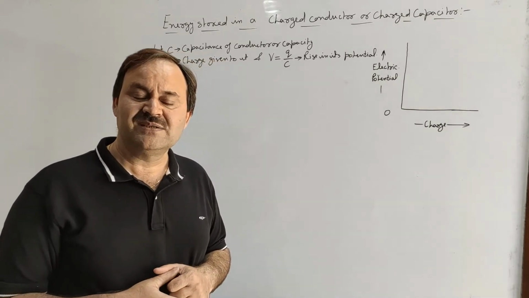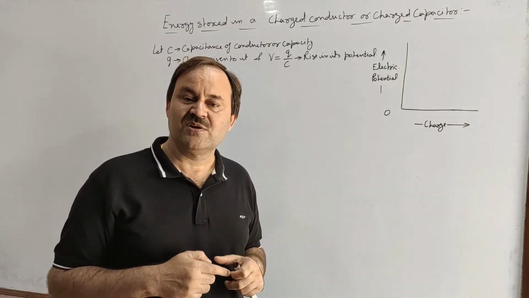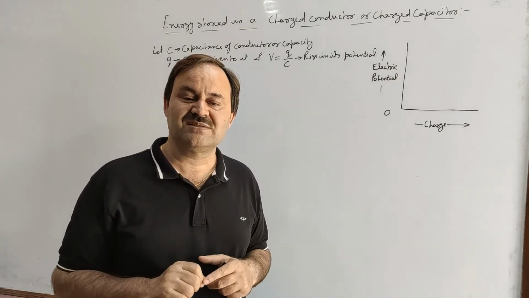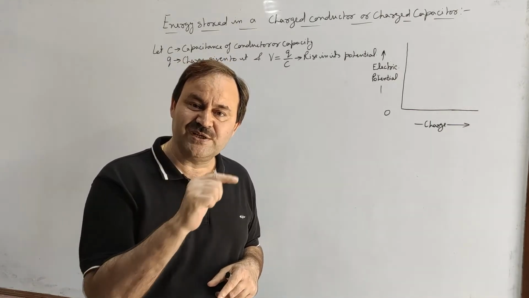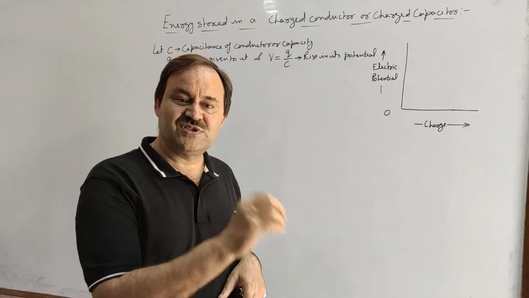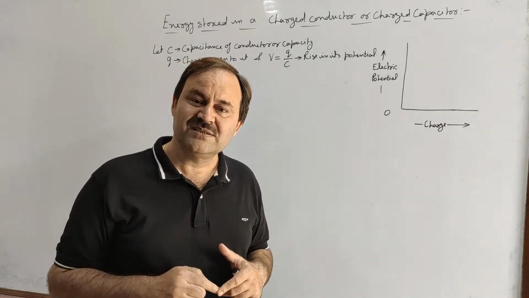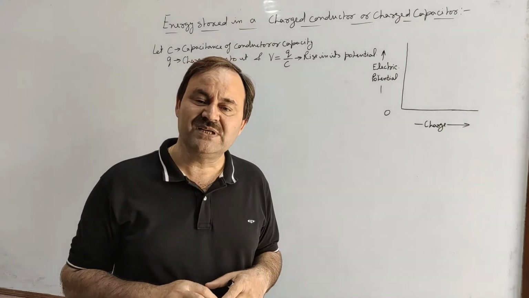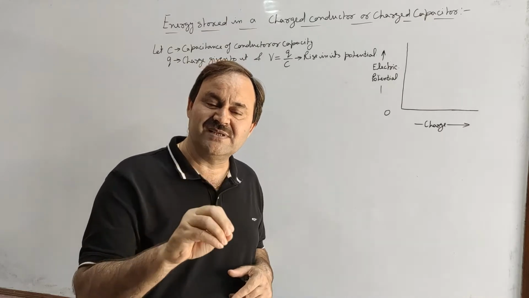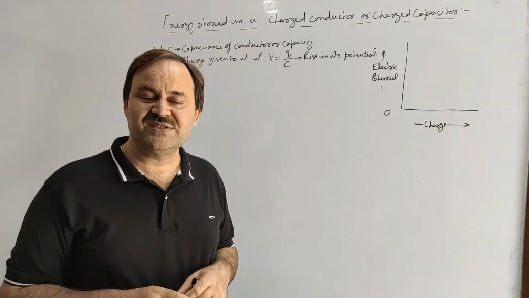Now we will determine the expression for this electric potential energy. We know that electric potential is work done per unit charge. It means electric potential into charge can give us the work done. If charge given to the body raises its potential V, then by the product of Q and V, we can find out the work done on the body, and that work done will get stored in the body in the form of electric potential energy.